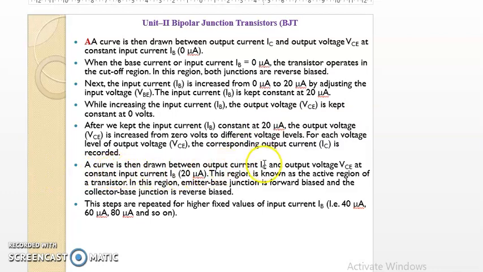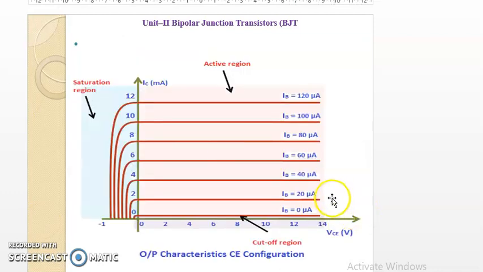Here is the curve between IC and VCE at IB equal to 20 microampere. This is said to be the active region of the transistor. In this region, the emitter base junction is forward biased and the collector base junction is reverse biased. These steps are repeated for higher fixed values of input current IB. For example, after 20, you take 30, 40, 50, 60, 80, 90, 100, and 120 microampere, and so on.